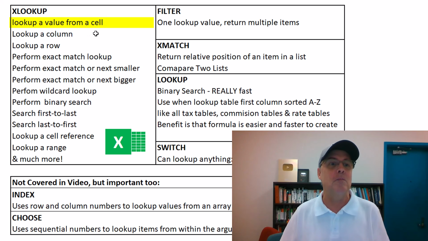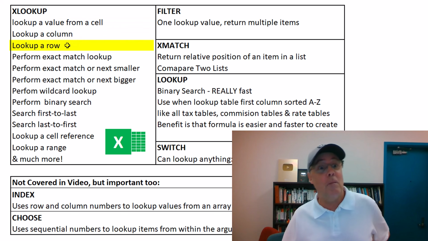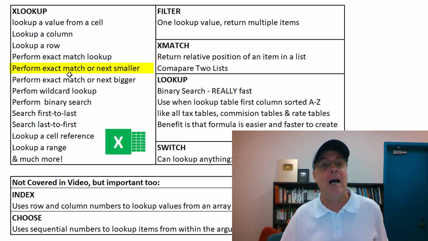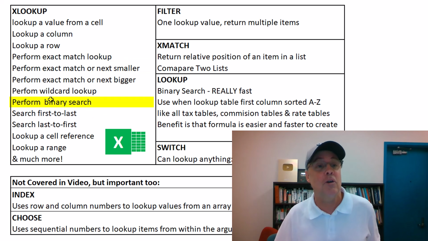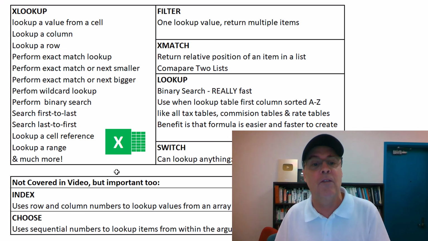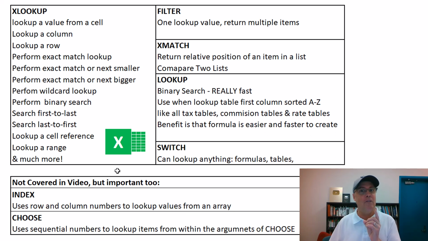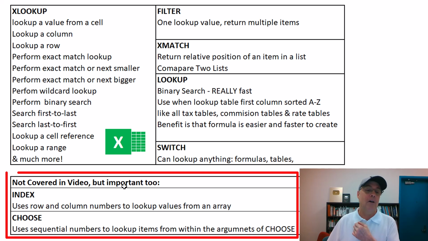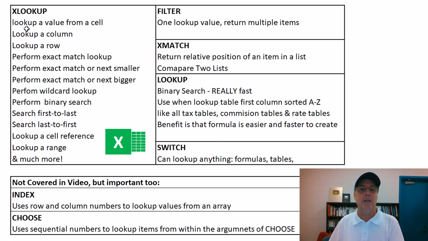We can look up a value from a cell, look up a column, look up a row, do exact match or next smaller, binary search, and much more. Now, XLOOKUP does do most of the lookup tasks we need, but there are a few other tasks that it doesn't do. Filter, XMatch, lookup, and switch will do those other lookups that XLOOKUP can't do. Now, there's two other good lookup functions that we won't see in this video, index and choose. But together, all of these functions, you can do any lookup task that you want.